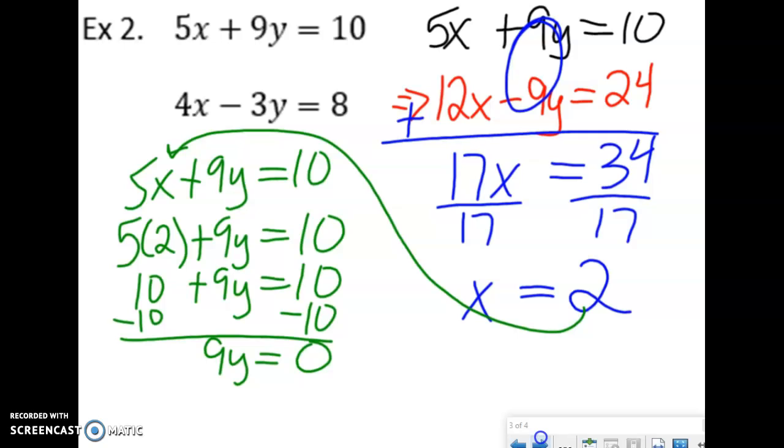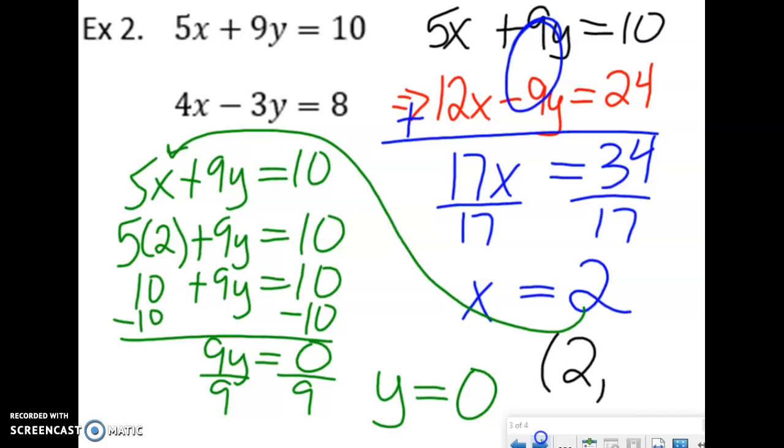So 9 times y means we undo multiplication with division. And so how many times does 9 go into 0? Just when you thought this was hard, it was actually easy, it goes in 0 times. So the y value was 0. Don't forget that this is a point on the graph where these 2 lines meet, and that point would be at 2, 0, which is known as their solution. The only point on the entire coordinate plane that makes both of these equations true.